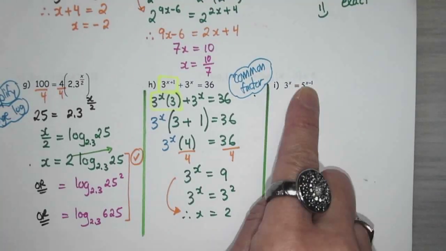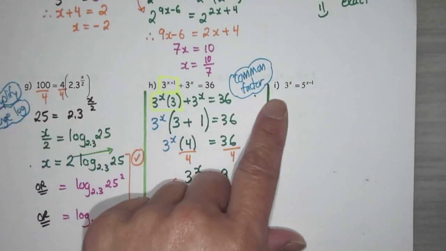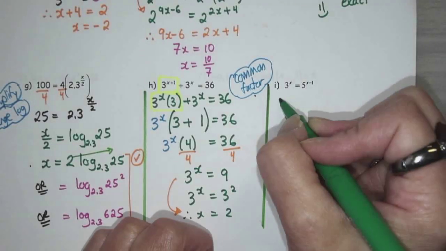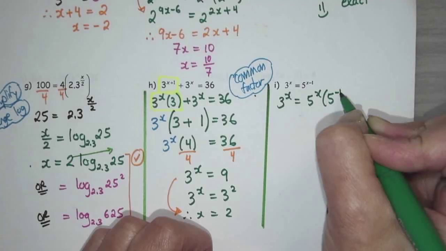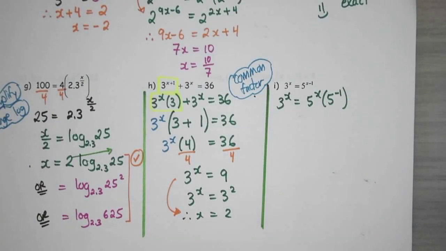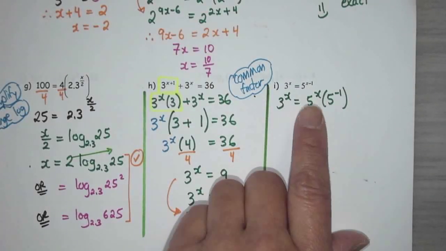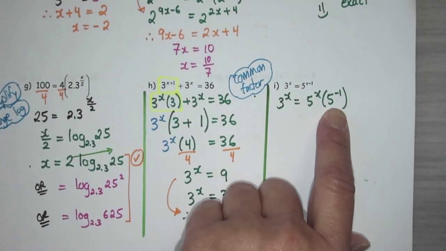But because they're broken up like this, I'm going to do this part here where I'm breaking it apart. So I'm going to take the 3 to the x, leave that alone. This is 5 to the x times 5 to the negative 1. Does that make sense? I'm breaking it apart. Again, the new strategy that we didn't do before. So 5 to the x minus 1 is actually 5 to the x and 5 to the negative 1.